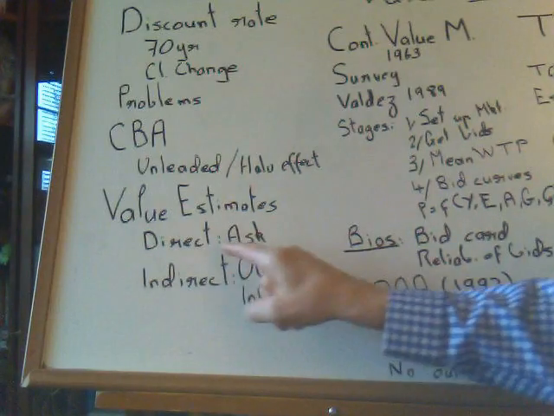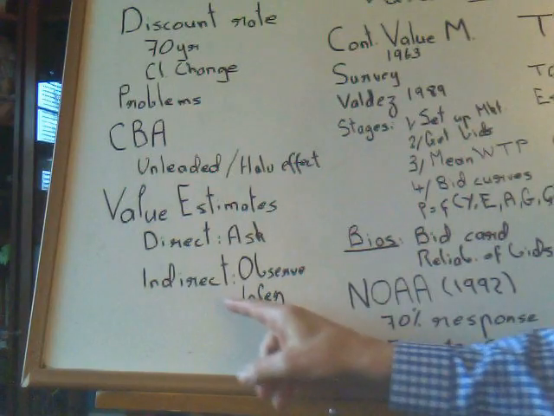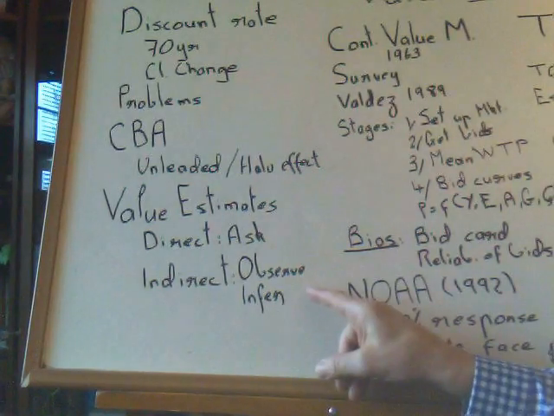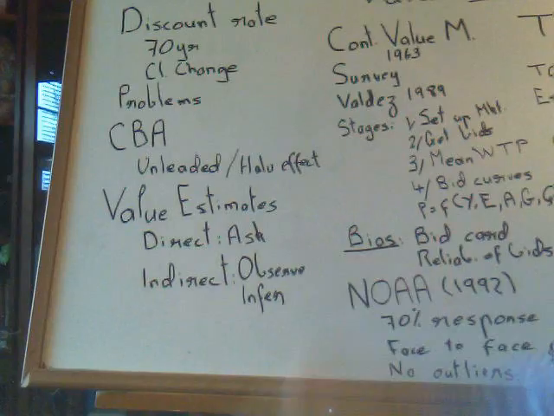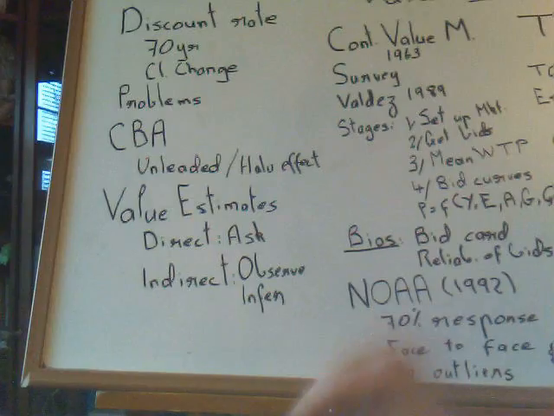The direct method is when we go to the consumer and we ask them, what are your preferences? How much do you value this vis-a-vis that, and what have you? The indirect method is that we observe the behavior of the consumer, and we will infer from it what kind of a value they place on that.